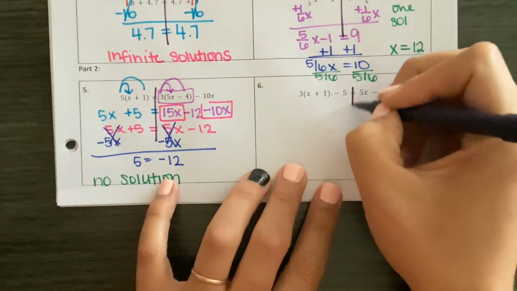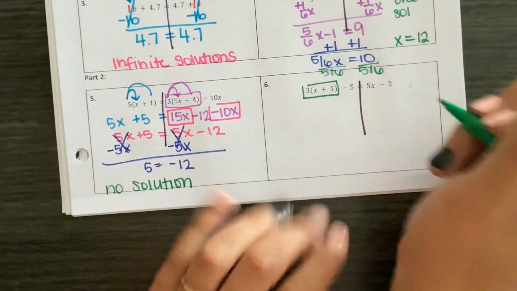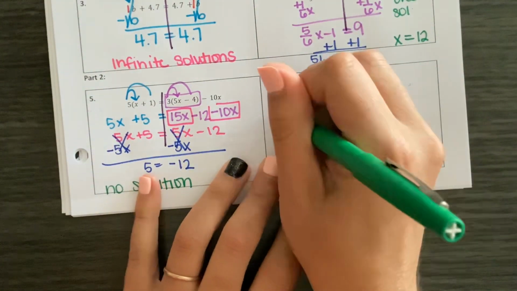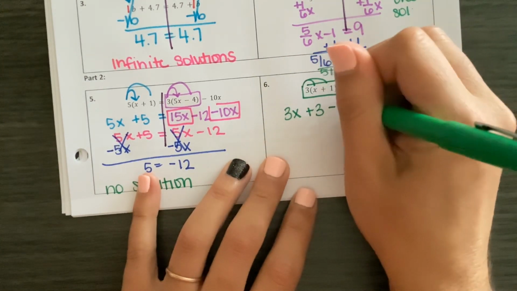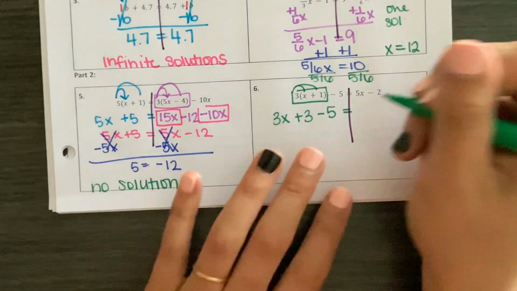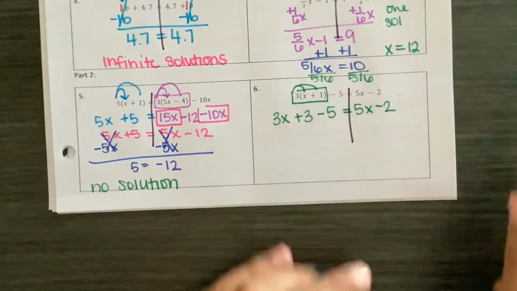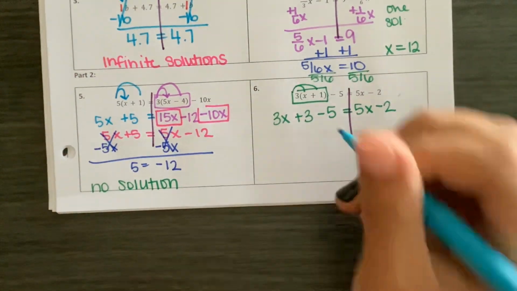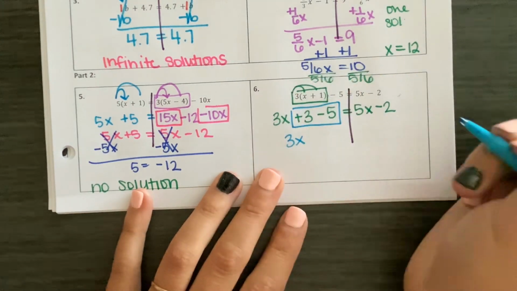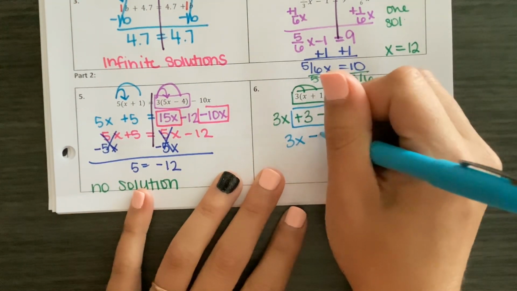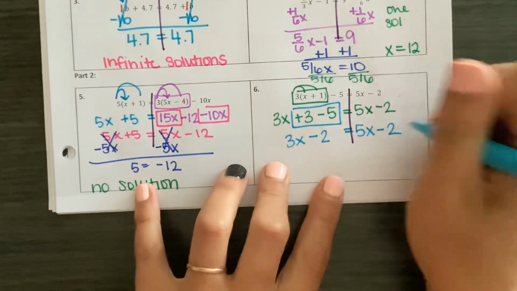Okay, same thing on this one. I have parentheses, so I have to do that distributive property first. So I get 3x plus 3. There's that minus 5 right there. And then on the other side, it's already simplified: 5x minus 2. On the left-hand side, I still have like terms, so I'm going to drop my 3x. I get 3 minus 5 is minus 2. And it equals 5x minus 2.